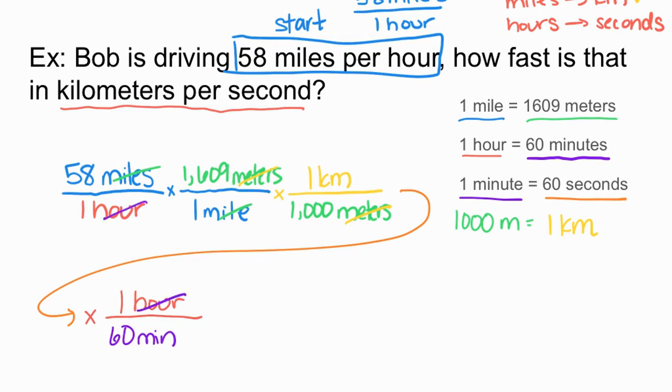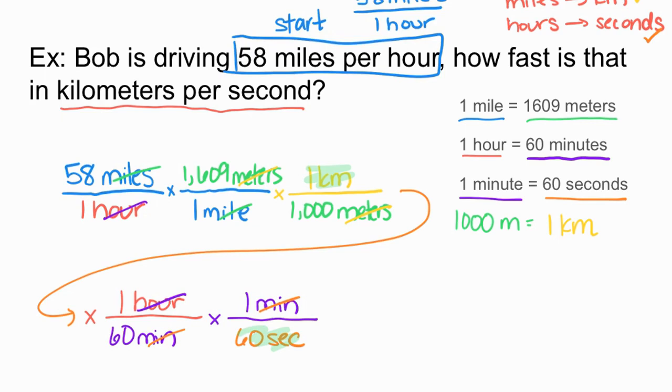Hours cancels. Now I'm in minutes. To get from minutes to seconds, I look again and I see that in 1 minute, and again I'm going diagonal, so that's on top, is equal to 60 seconds. Minutes cancels, and now I went from hours to seconds, which leaves us in our unit of kilometers on top and seconds on the bottom, so we are good to go. Now I can do my math.